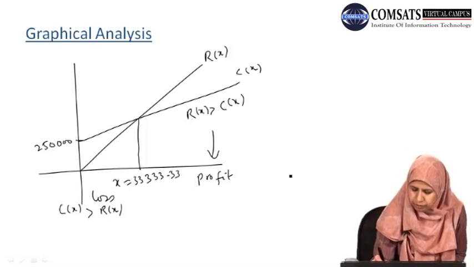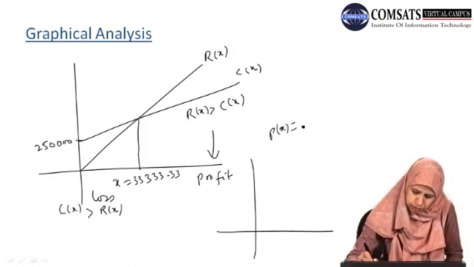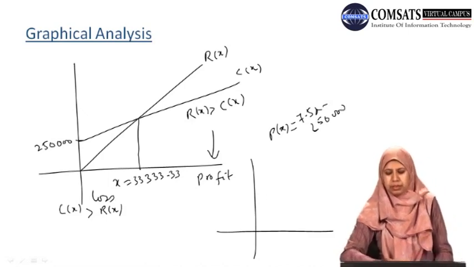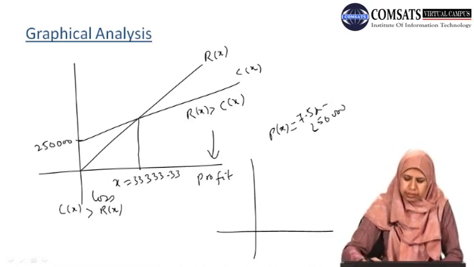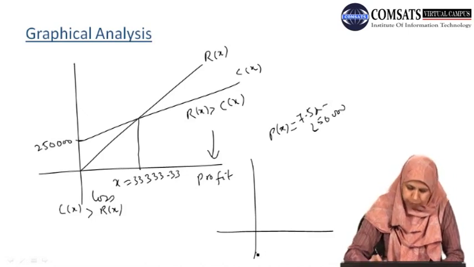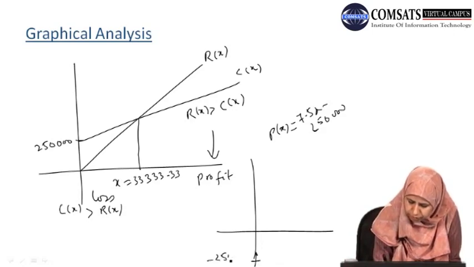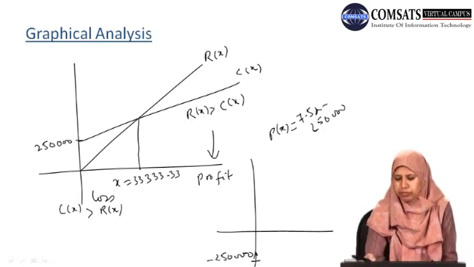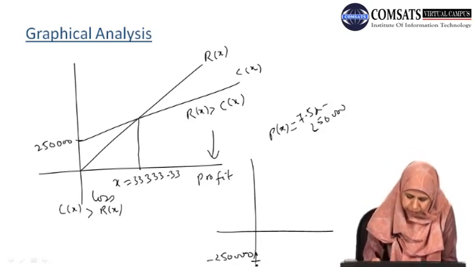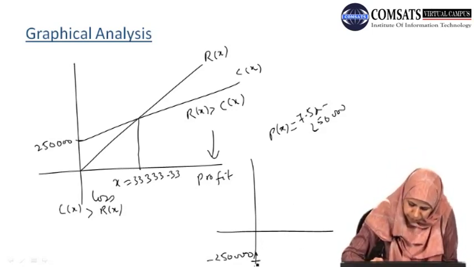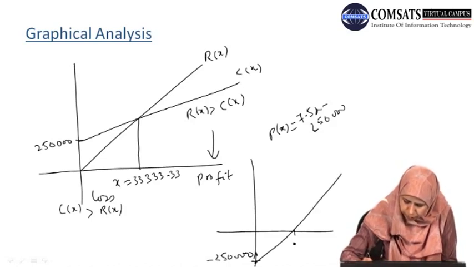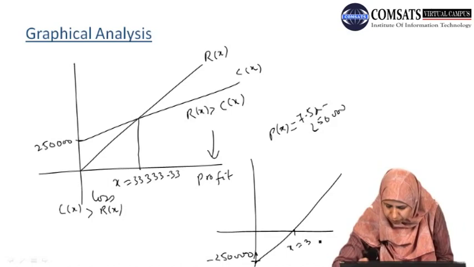Also, what is our profit function? P of x was 7.5x minus 250,000. Okay, when x is 0, the profit is minus 250,000. Let's say if this is equal to minus 250,000, then when profit is 0, this is our x, and it will cross the x-axis at the value of x equal to the break-even point.